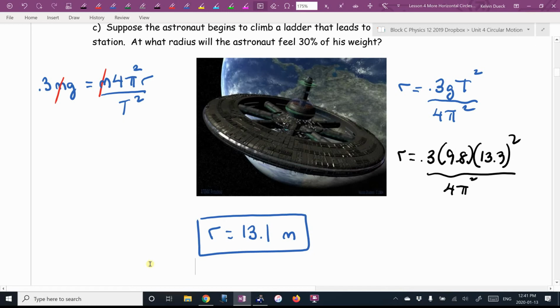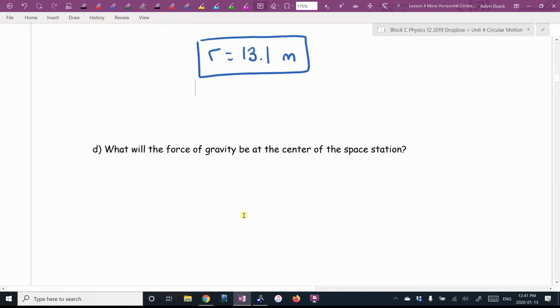Is that okay? What would happen if you kept climbing and climbing and climbing? Once you got to the center of the space station, what would the force of gravity be there? Prove it. Well, here's what we've been saying. The normal force is what you feel gravity is, and we said that was equal to m 4 pi squared r over t squared. What's r if you're at the center? So if that equals 0, what's 0 times pi squared times 4 times m divided by t squared? The normal force would be 0 newtons.